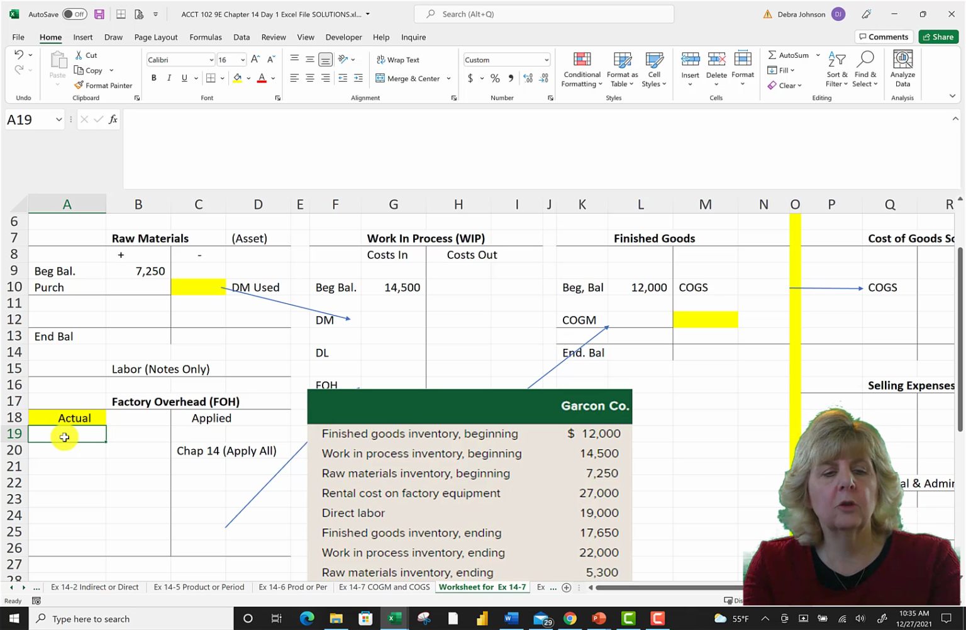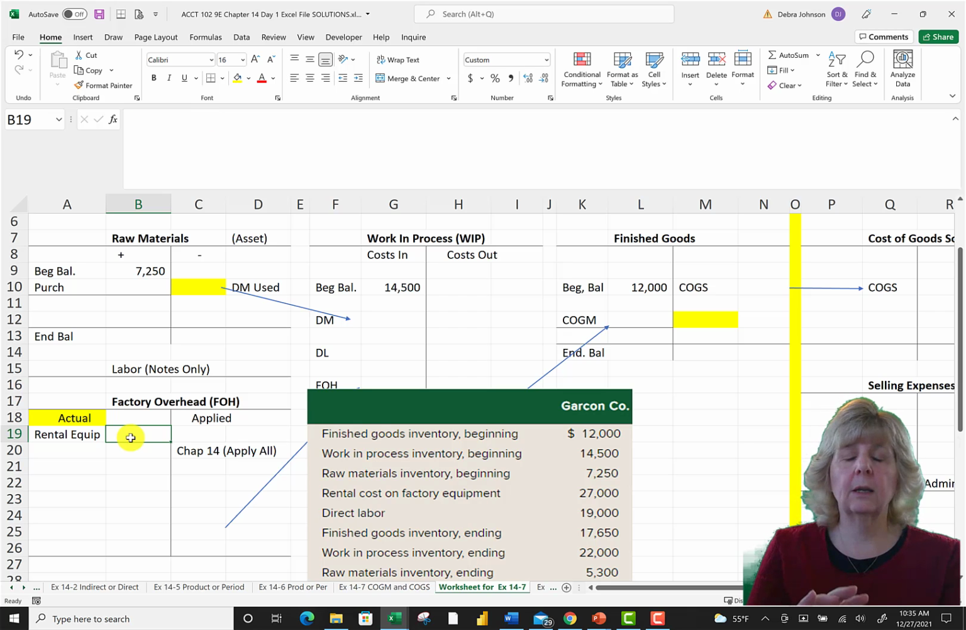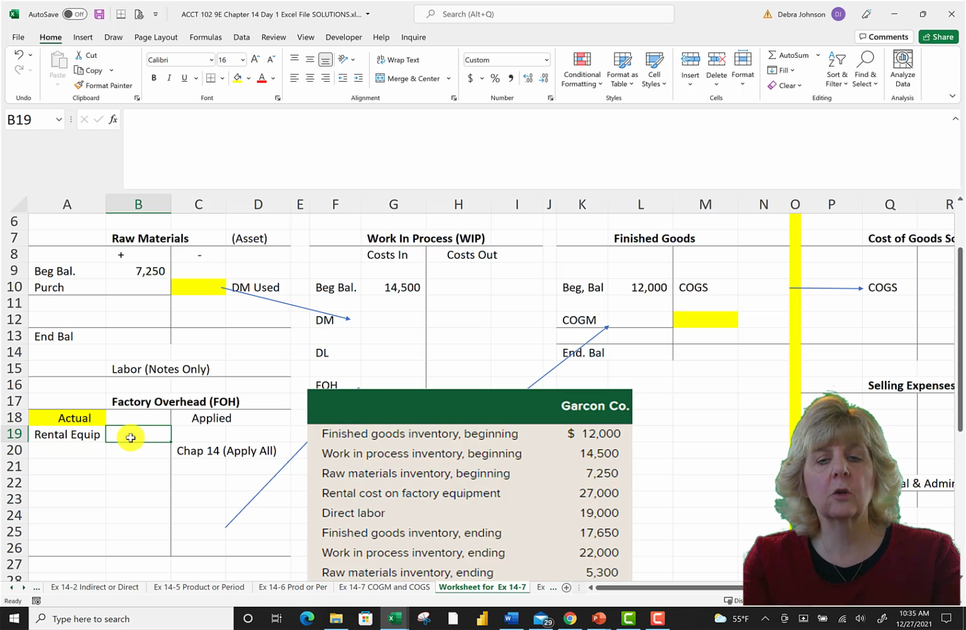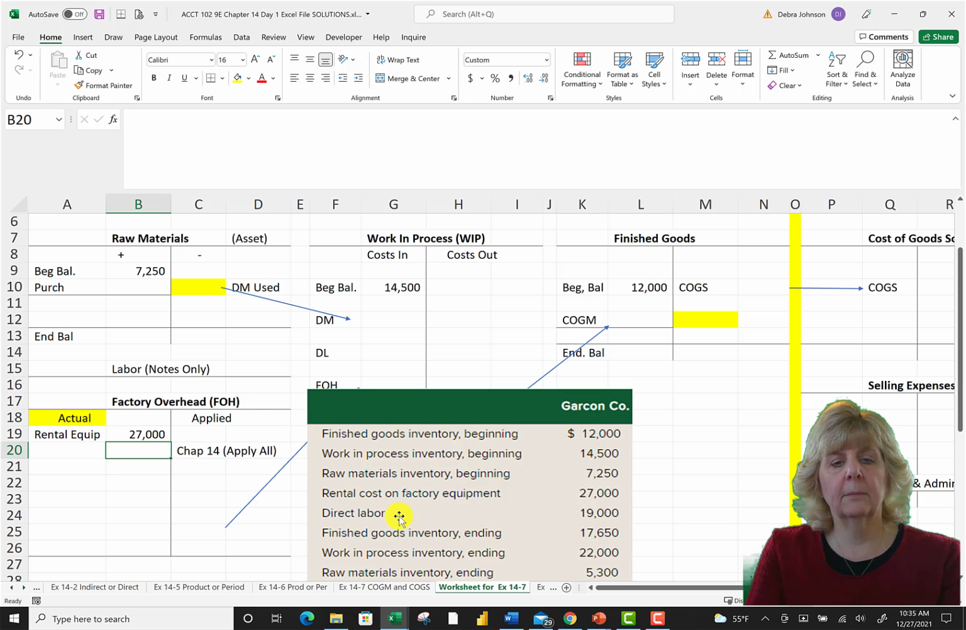So I'm going to create just this little itemized list. This is the rental cost of equipment. Okay, that is a factory account. We know it's related to the production of goods. And remember, all product costs are classified into one of three categories. Right now, that is in the factory overhead account, a total of $27,000.